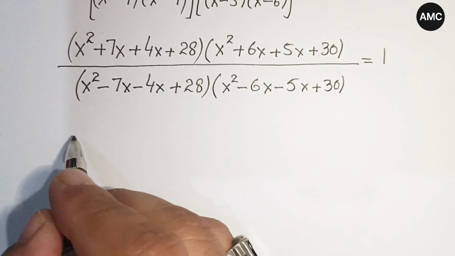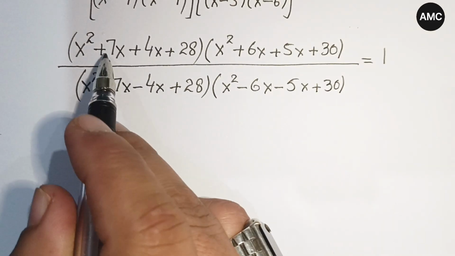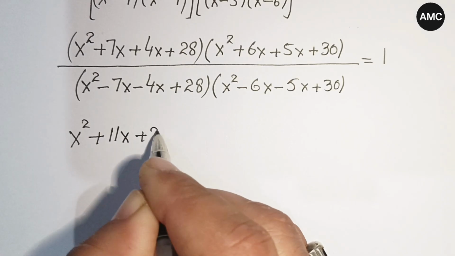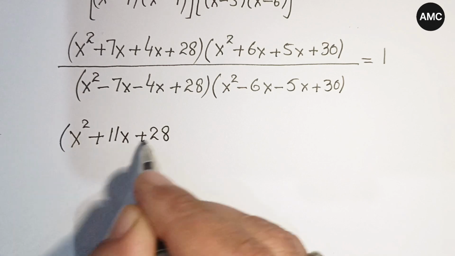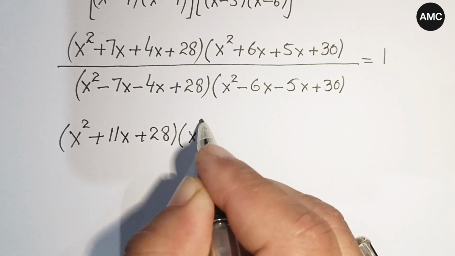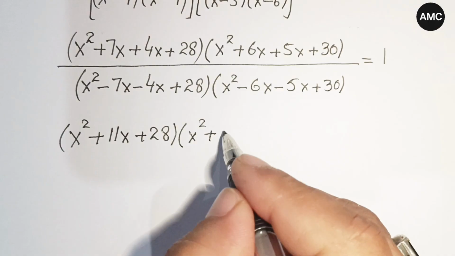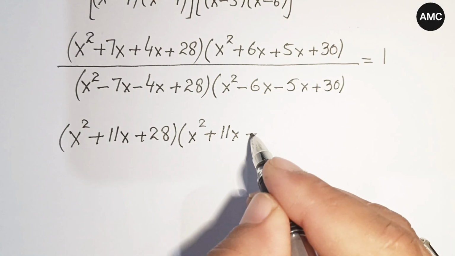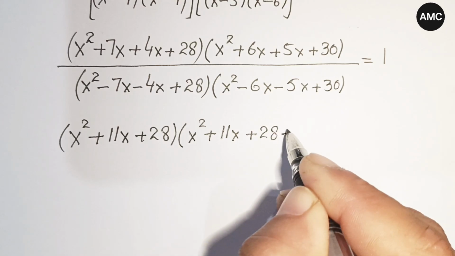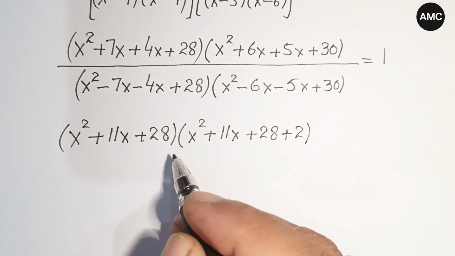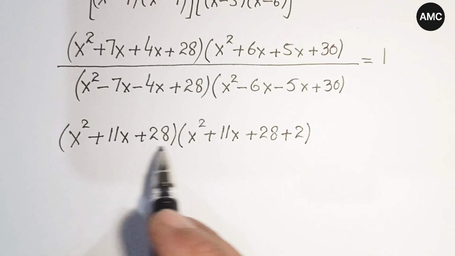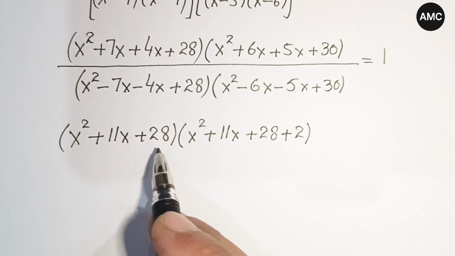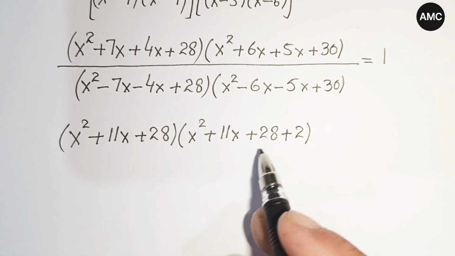Now here we have x squared plus 7x plus 4x, we get plus 11x plus 28, times x squared plus 6x plus 5x, we have plus 11x, and plus 30 can also be written as plus 28 plus 2, which is equal to 30. Actually we are going to make these two pairs same. So here we have the same x squared plus 11x plus 28 and x squared plus 11x plus 28.